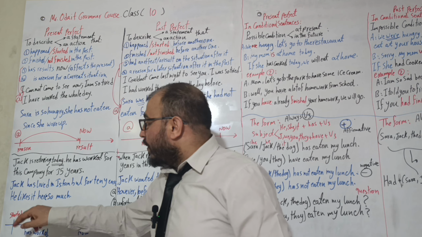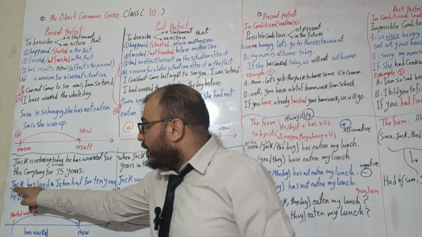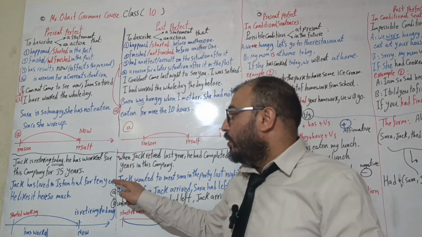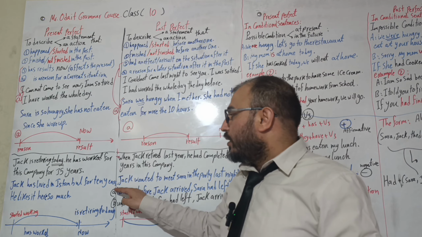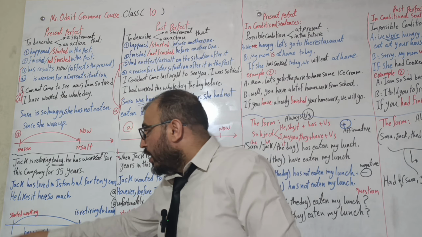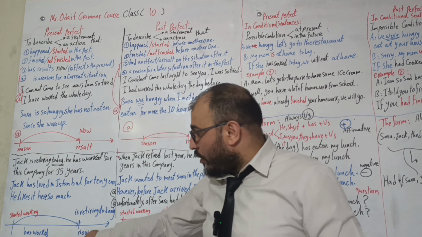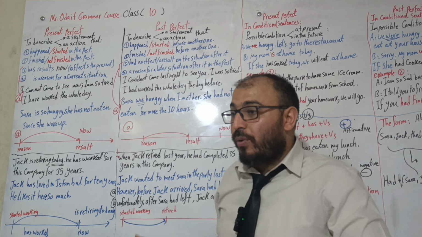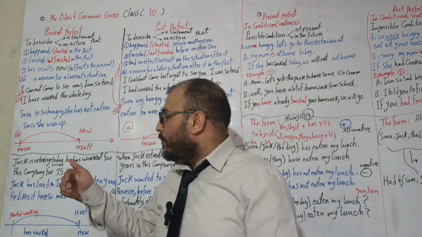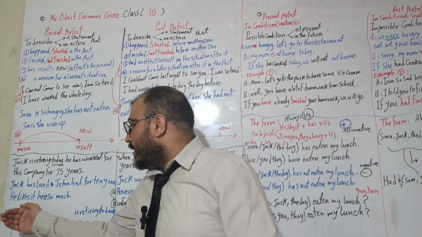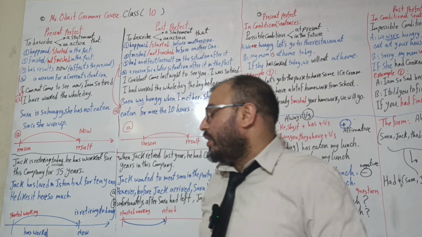For the other example here, my friends, we say Jack has lived in Istanbul for 10 years. He likes it here so much. So now he likes it here so much. Why? Because before that, he has lived in Istanbul for 10 years.